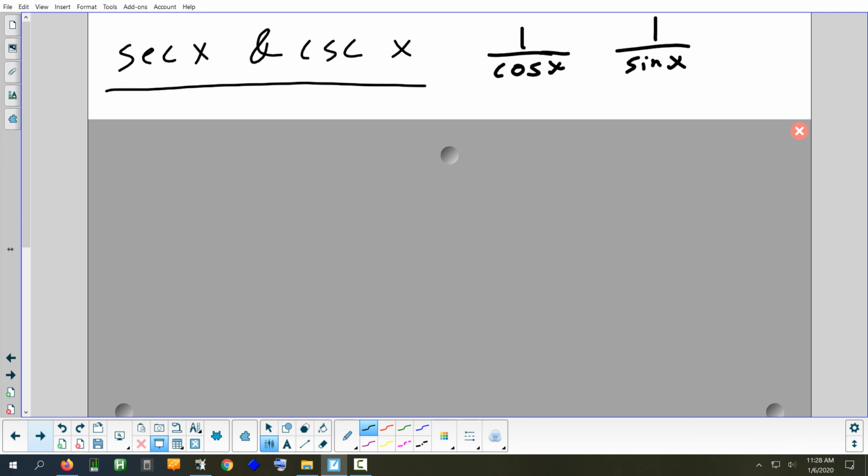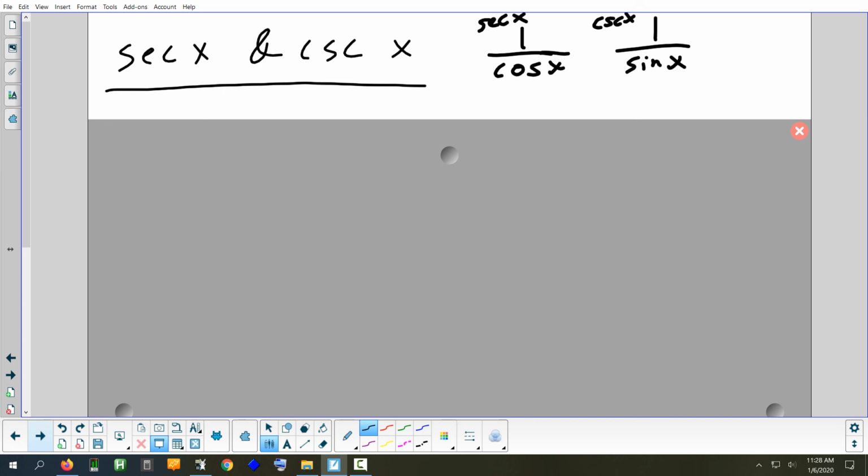Brandon, if this one is secant and this one is cosecant, look at the denominator of the secant one. It's cosine. Does cosine ever equal 0? Yes. Cosine can equal 0. We just looked at that with tangent. And what happens if you divide by 0? You get vertical asymptotes. Same thing with cosecant. Sine can equal 0. So you will get vertical asymptotes.